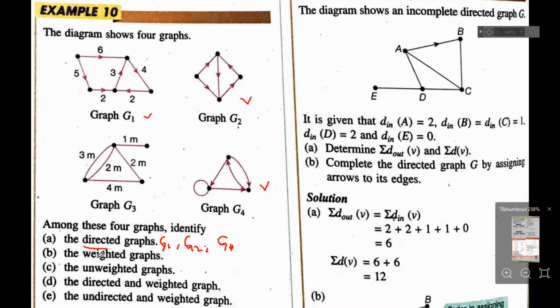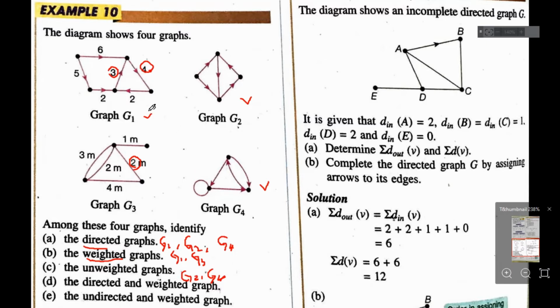The weighted graph. Weighted means we are given the values. Okay, so graph G1, because we are given the value here. And graph G3, we are given the value. So G1 and G3. Unweighted graph means we are not given any values. So that is G2 and G4.